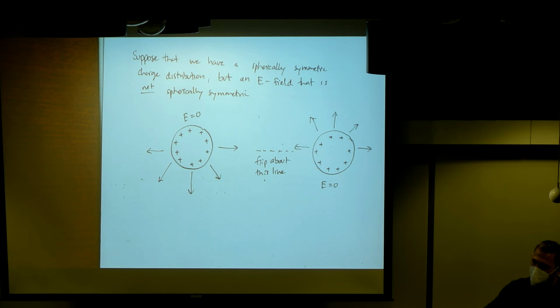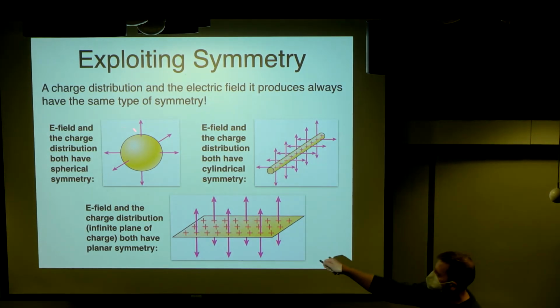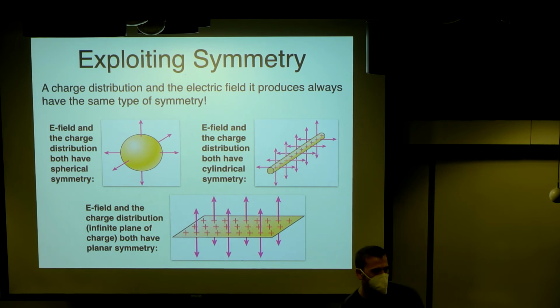Okay? And I'm not going to get into the other two cases with the line of charge and the plane of charge, but you can do something very similar to show that your E field should have the same type of symmetry as the charge distribution in those cases also. Okay? So what we'll take away going forward is that if you have a spherically symmetric distribution of charge, this is what the E field will look like. It's radiating evenly outwards in all directions. This is what it will look like if you have cylindrical symmetry, and this is what it will look like if you have planar symmetry. Okay?